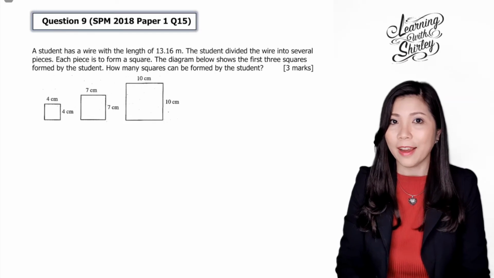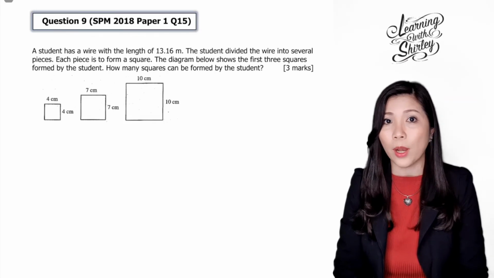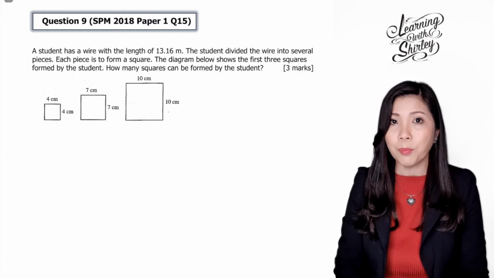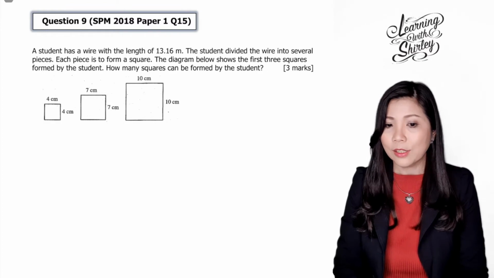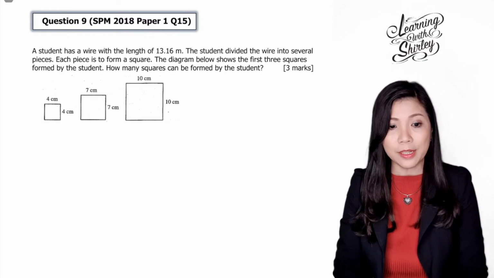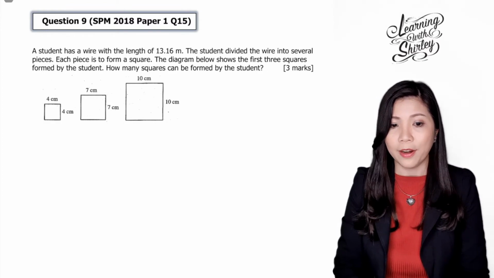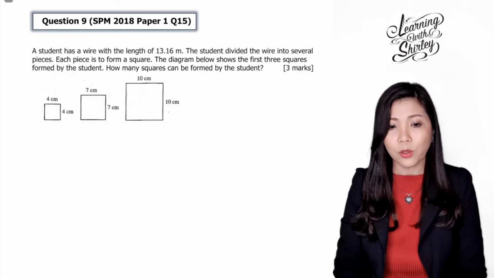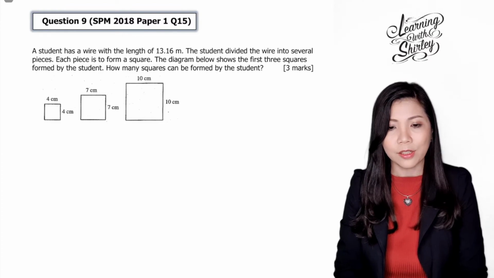Let's look at question number 9. This is SPM 2018, question 15. A student has a wire with a length of 13.16 meters. The student divided the wire into several pieces. Each piece is to form a square. The diagram below shows the first 3 squares formed by the student. How many squares can be formed by the student? And this is 3 marks.